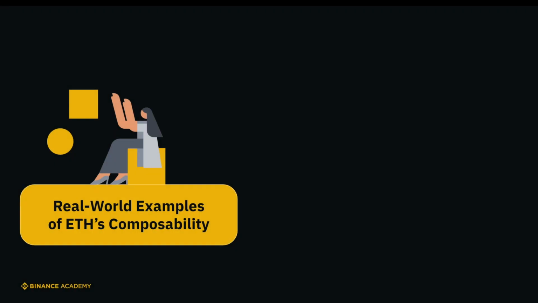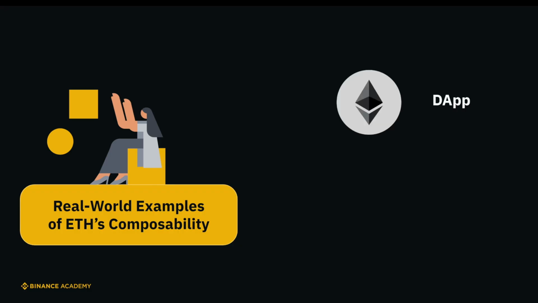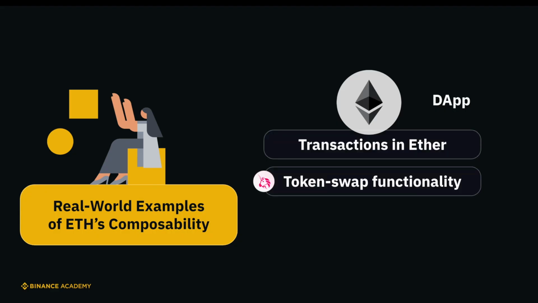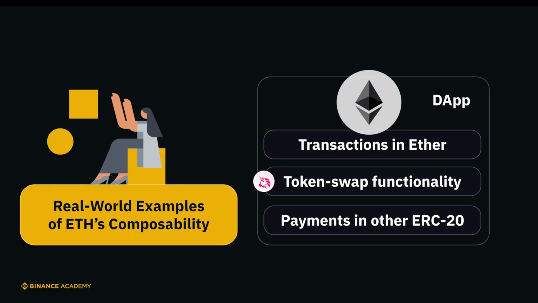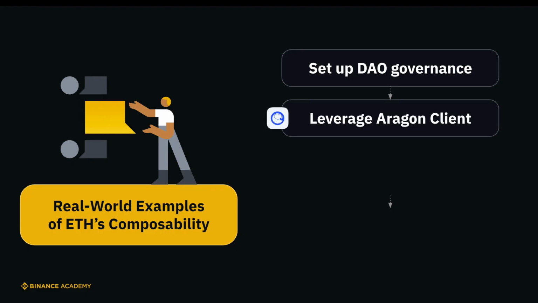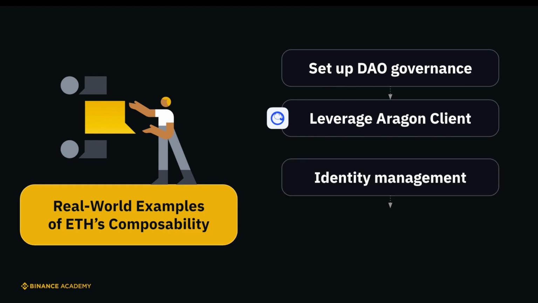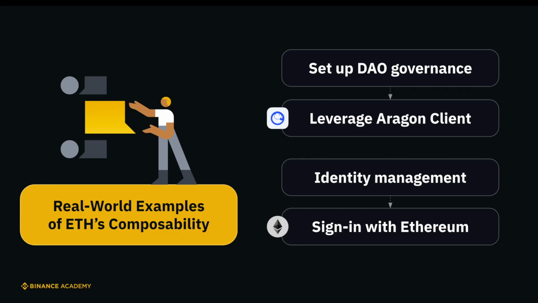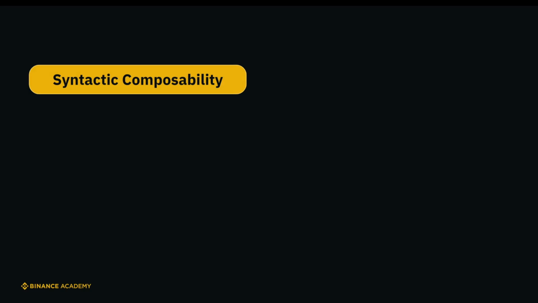Let's explore real-world examples to understand Ethereum's composability. Suppose you're crafting a DApp where transactions are typically in Ether. By weaving in the token swap functionality from an established smart contract like Uniswap, you can allow payments in other ERC20 tokens within your DApp. Similarly, if your aim is to set up a governance structure for a DAO, rather than investing resources to originate one, you can swiftly leverage open-source platforms like the Aragon client. In the domain of identity management, open-source solutions offer sign-in with Ethereum features, empowering users to verify their identities using their Ethereum wallets.